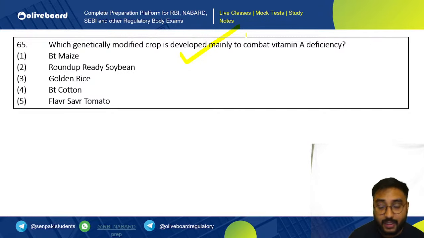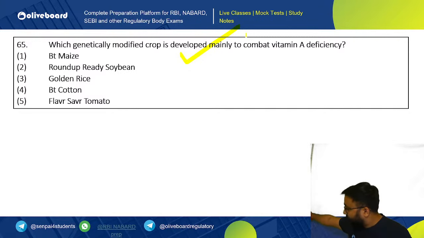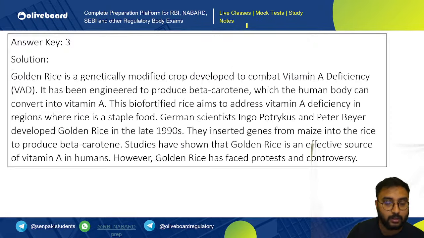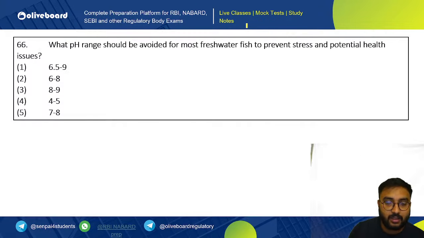Vitamin A deficiency, it's golden rice. Yeah, let's move forward. Golden rice is the correct answer.